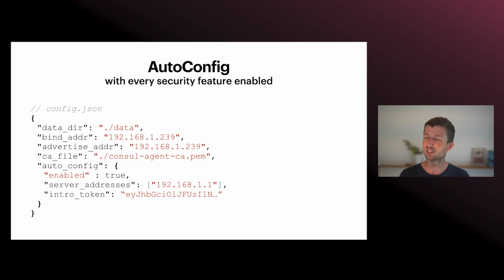So let's look at the configuration, how it would look with autoconfig enabled. We still have all the regular stuff, and we still have the CA file, which is necessary to verify we are talking to a proper Consul server. But then we only have a little autoconfig stanza, which mentions the server it should go to request the initial payload, and an intro token.